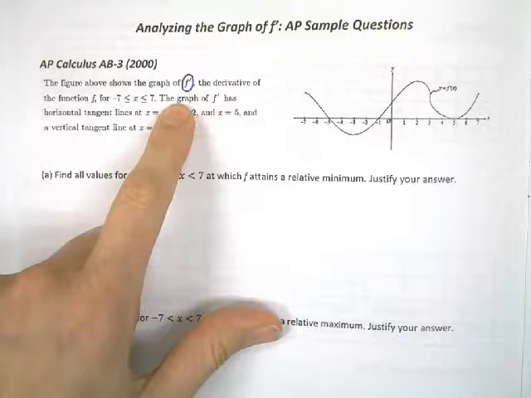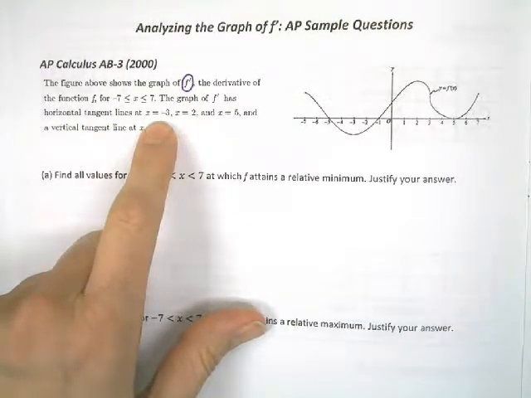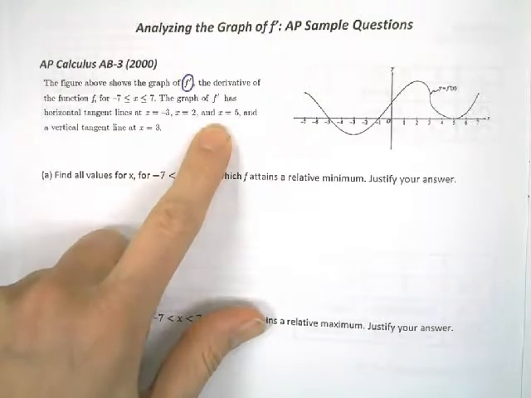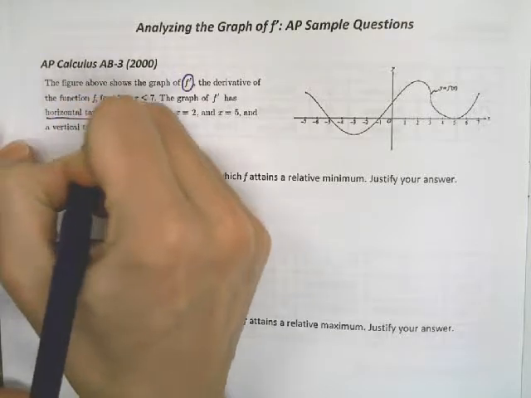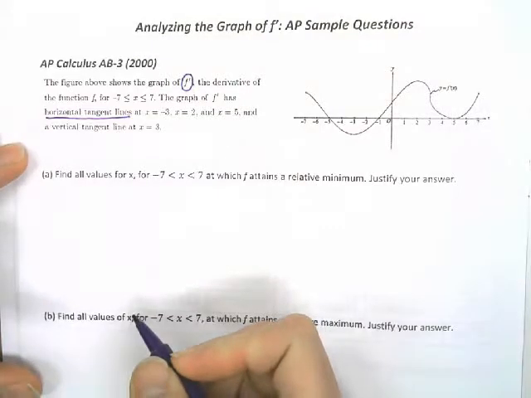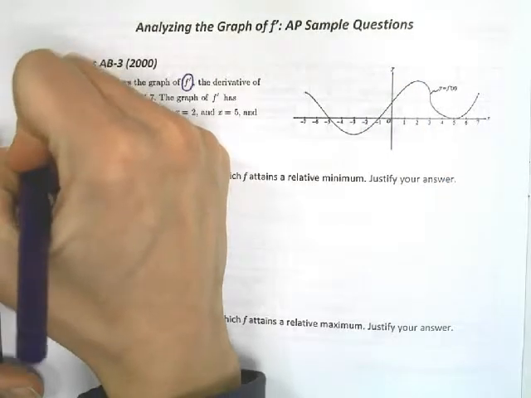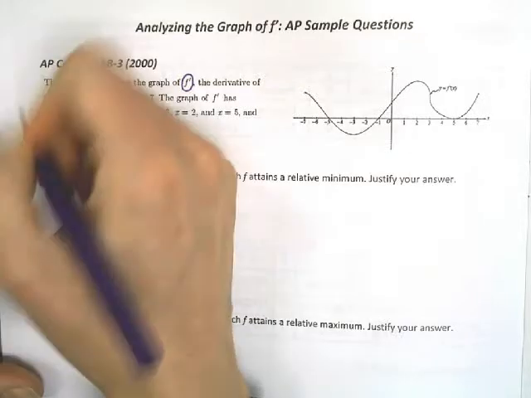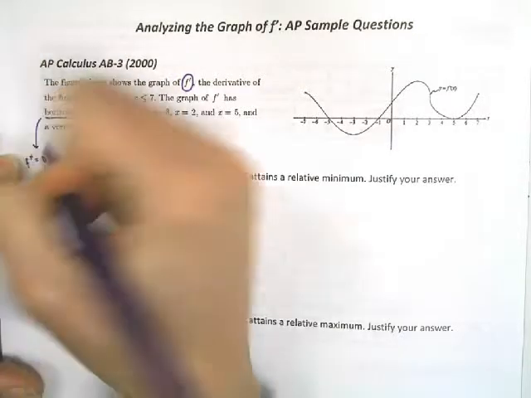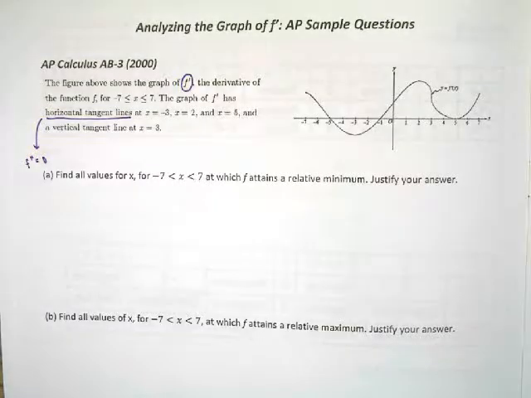Okay, so now it says the graph of f prime has horizontal tangent lines at x equals -3, x equals 2, and x equals 5. If I have a horizontal tangent line, that tells me that at those points, I'm going to make a little note here, f double prime is equal to 0. If I have a horizontal tangent line, f double prime is equal to 0.